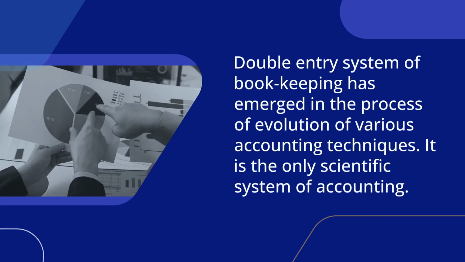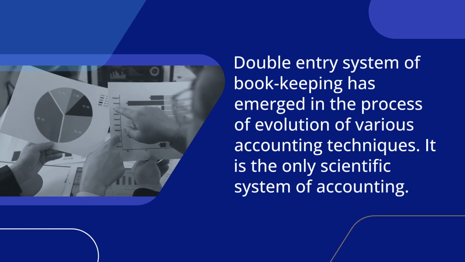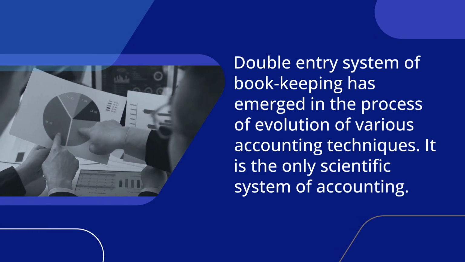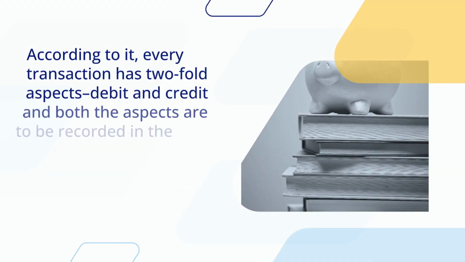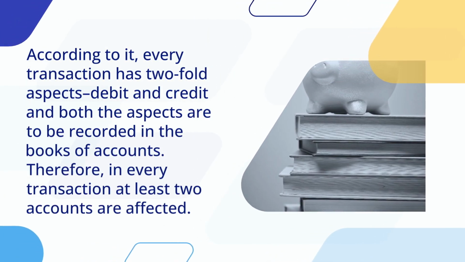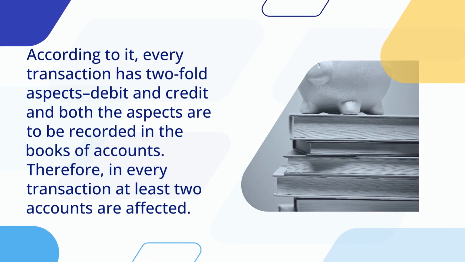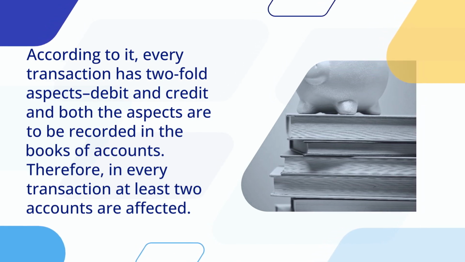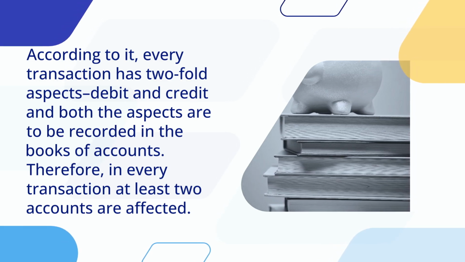The double entry system of bookkeeping has emerged in the process of evolution of various accounting techniques. It is the only scientific system of accounting. According to it, every transaction has twofold aspects, debit and credit, and both the aspects are to be recorded in the books of accounts. Therefore, in every transaction, at least two accounts are affected.